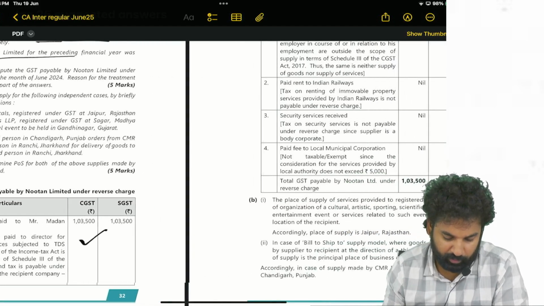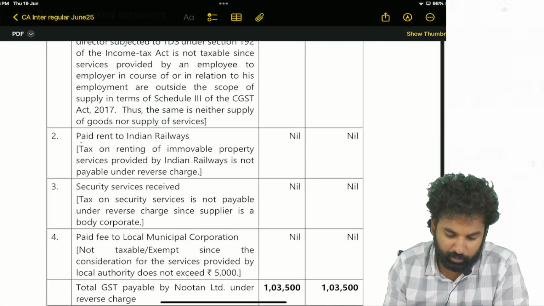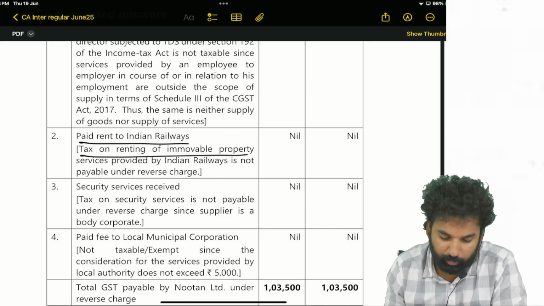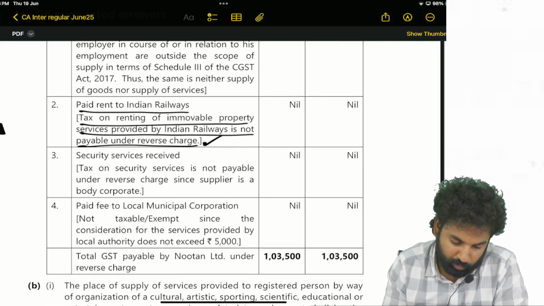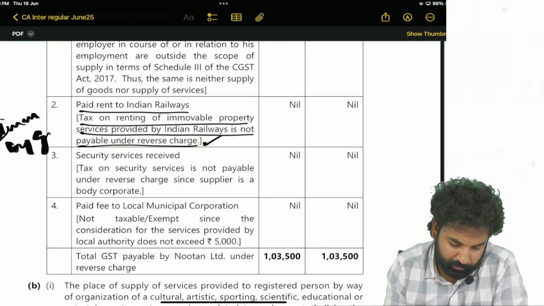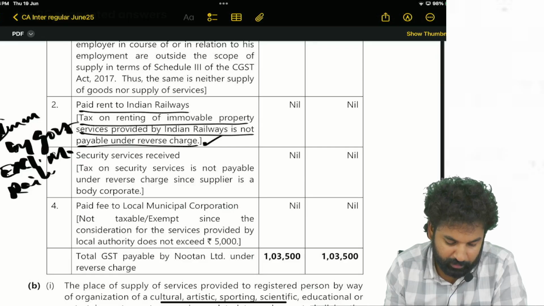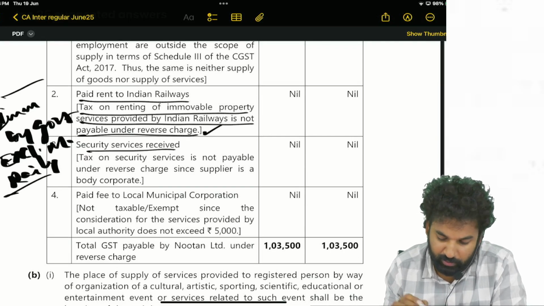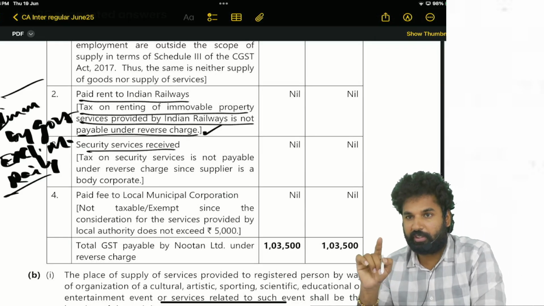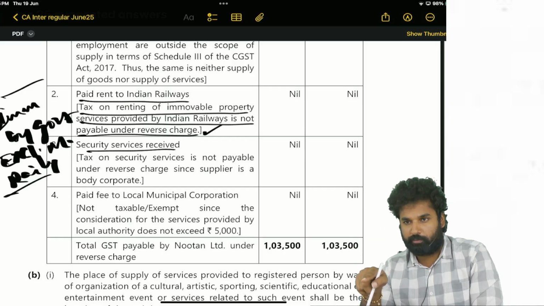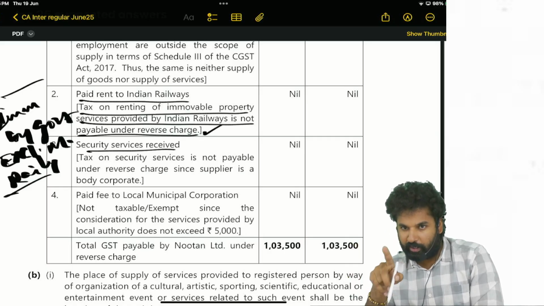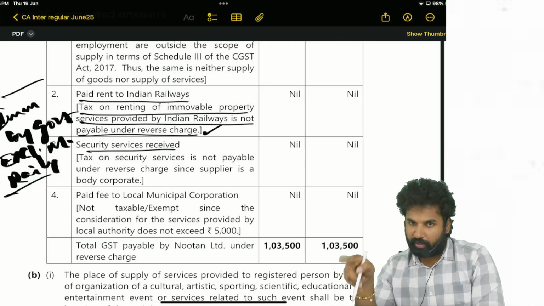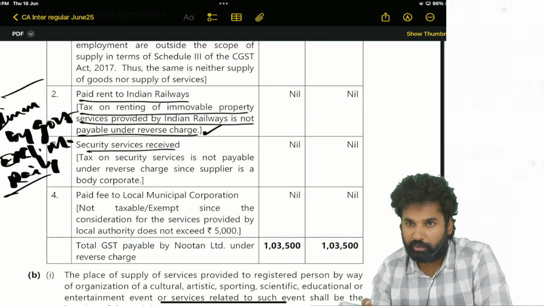11 lakh 50 into 9%, 9%. Next case, paid rent to Indian Railways. Tax on renting of immovable property services provided by Indian Railways is not payable under reverse charge. See, immovable property given by government excluding Ministry of Railways, it will be there in the clause. Next, security services provided means reverse charge. Whenever it is provided by a body corporate, then it is not a reverse charge. So if the supplier is a body corporate, then forward charge. If the recipient is a body corporate, then reverse charge. That has to be seen. So it is not just straight away given.